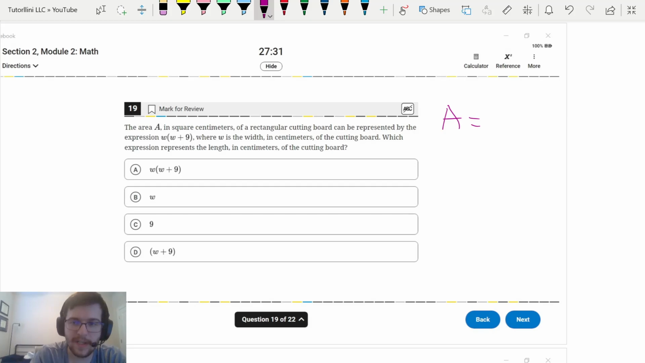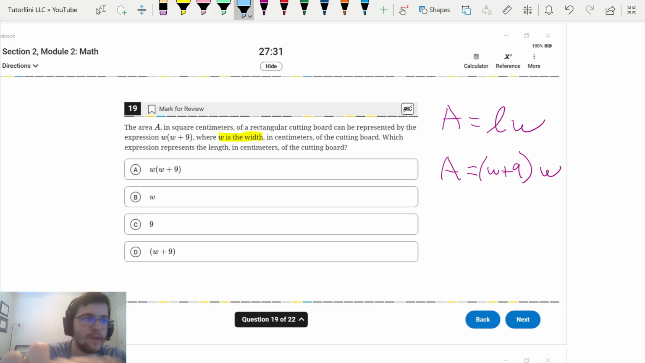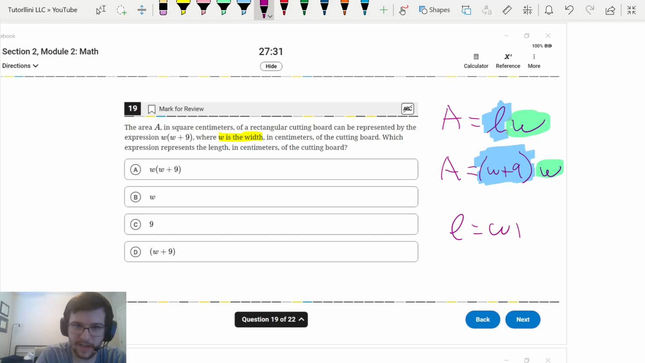Okay, so we got to remember, and it's on the reference sheet, but you should know this: area equals length times width. So it tells you that it can be represented by W plus 9. And it tells you W is the width. Okay, so I'm going to rewrite it like this: W plus 9 to make it more obvious for you guys. So see how W is the width, but the length is W plus 9. So the length is equal to W plus 9. And that's what the question is asking. It says, what's the length?